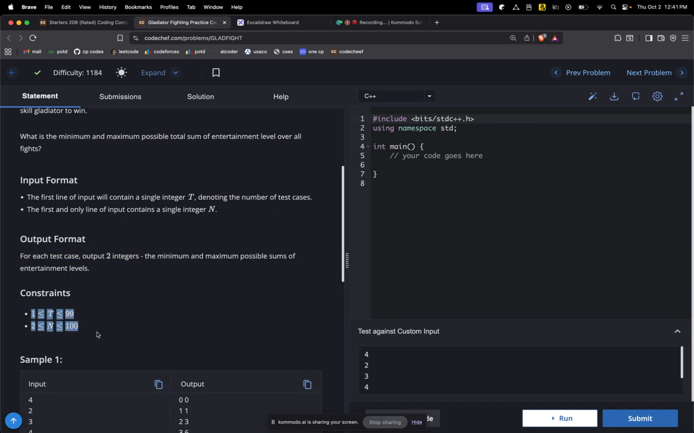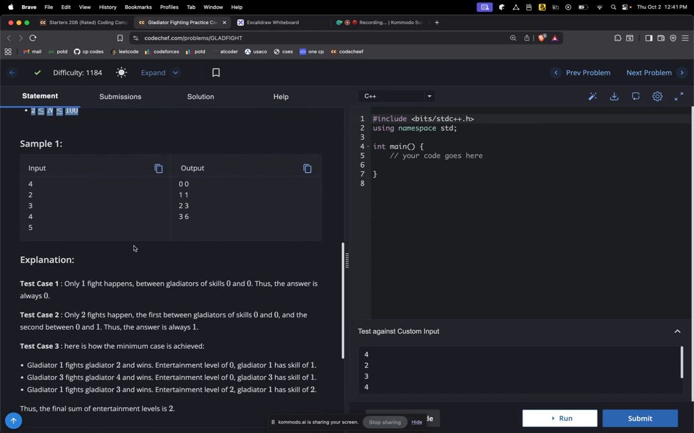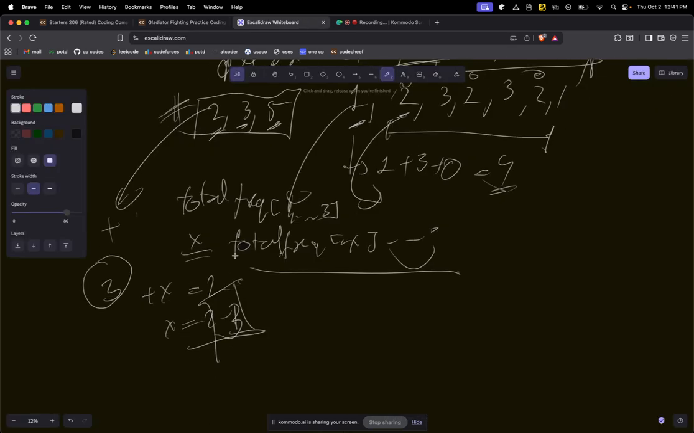Constraints, again, you have to note this: we are not solving over n, we are solving over n into t. So that is 1e4 again for this question. Yes, so how do we solve this? Let's try to dry run this.